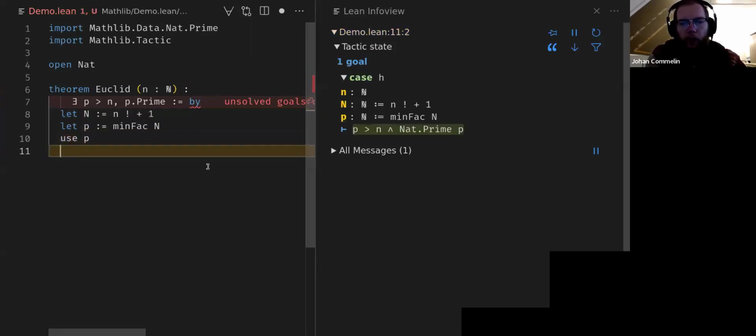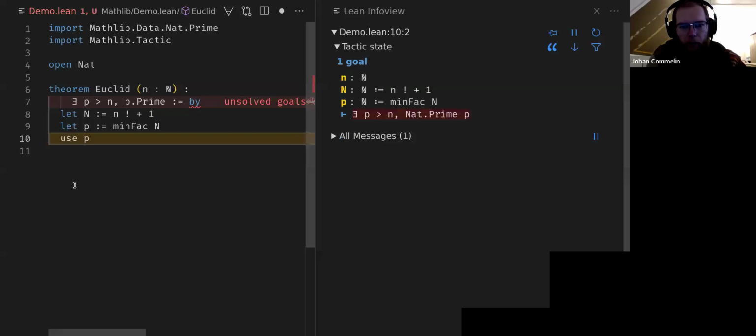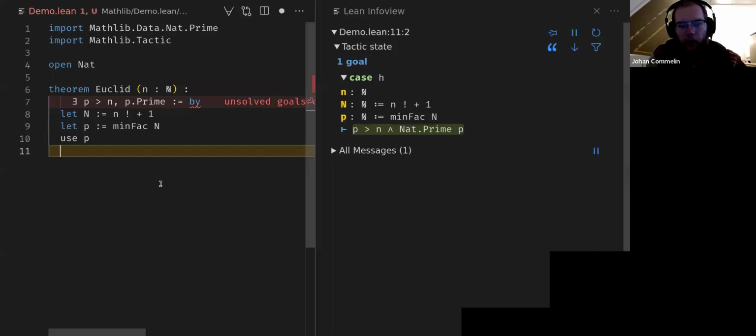And now we see that the goal changed. It's also highlighted in green. So if I move my cursor in the left window before the use P, we see there was an existential: there exists a P such that. And now we tell it to use the P that we constructed. And it says, okay, so we're going to use that P. And for that P, you have to prove that P is greater than N and that P is prime.